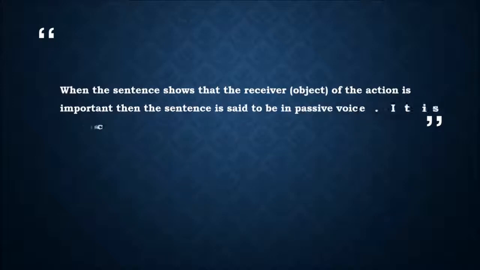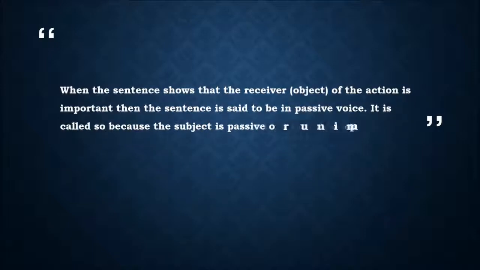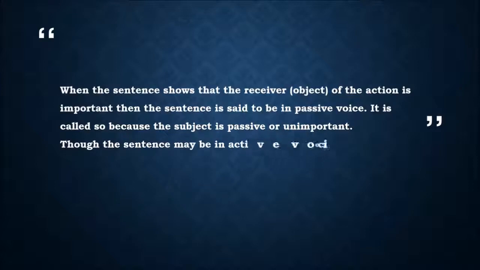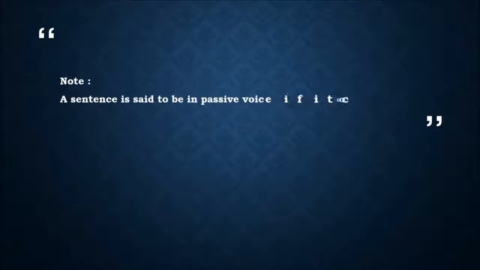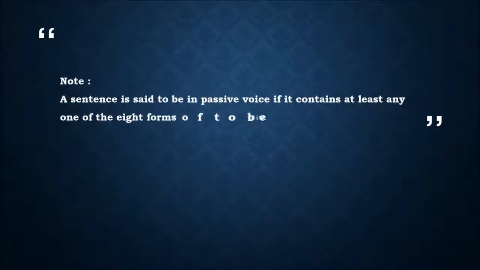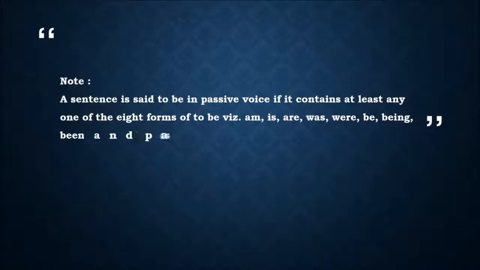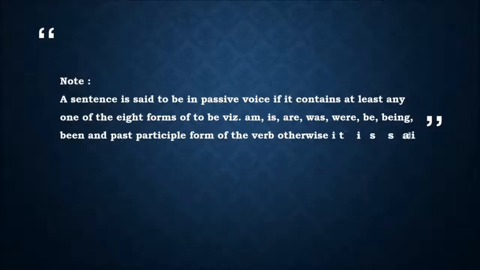Note: a sentence is said to be in passive voice if it contains at least any one of the 8 forms of to be, viz. am, is, are, was, were, be, being, been, and the past participle form of the verb. Otherwise it is said to be in active voice.